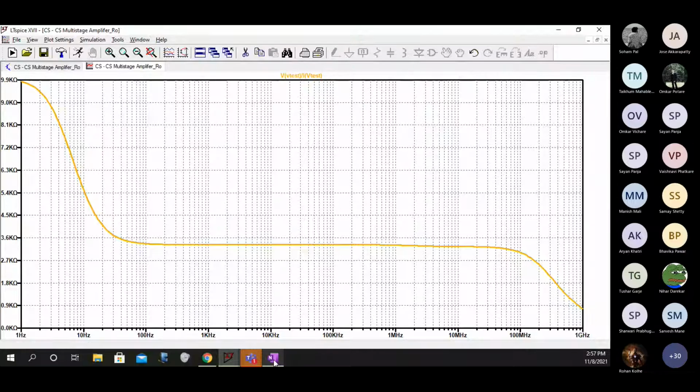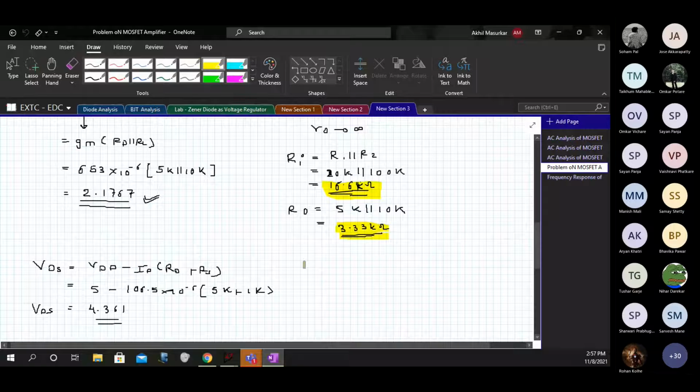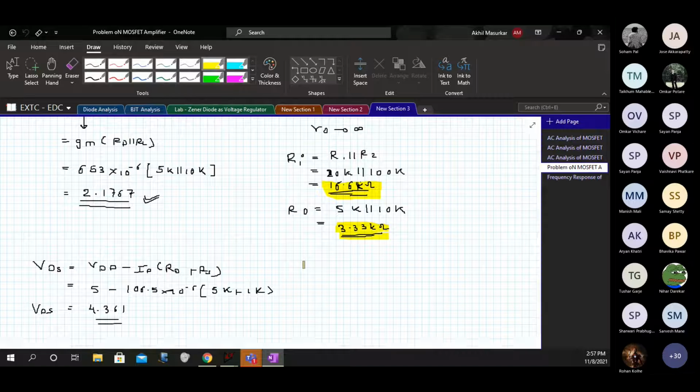The moral of the story is that your Ri and Ro did not change much when you actually cascaded it. Why? Because Ro is still seen from the output side and Ri is still seen from the input side. So the values are the same, 16.6 and 3.33. So multi-staging does not affect the input and the output impedance. That is the conclusion of this.